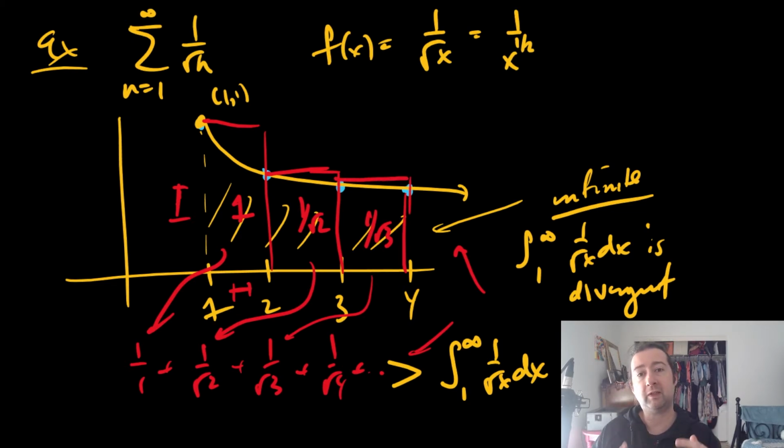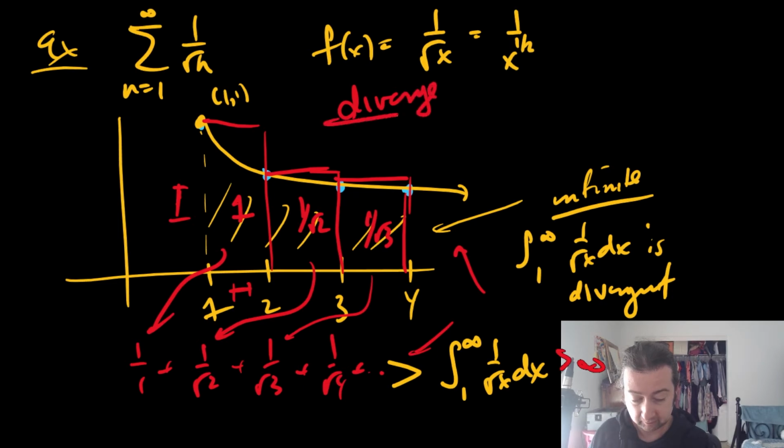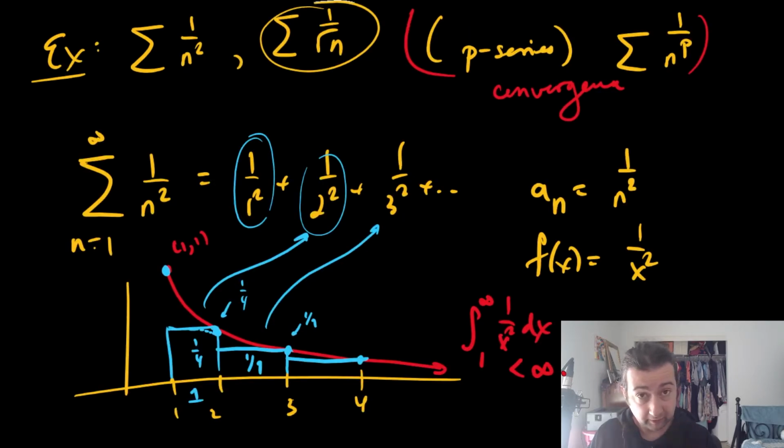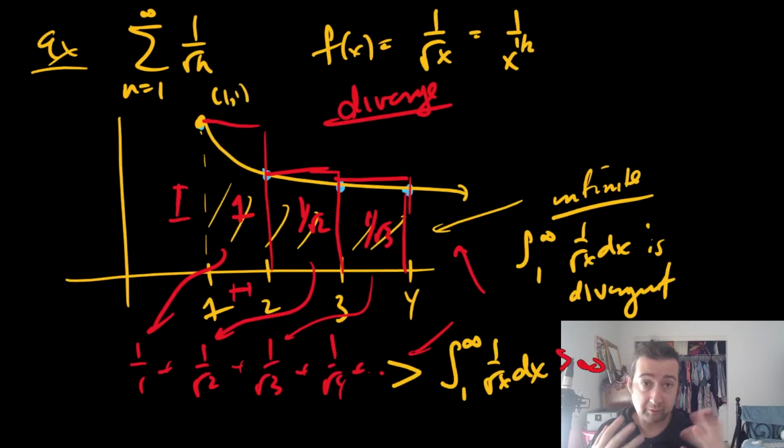So the rectangles are an overestimate for the area contained under the curve. So whatever their area happens to be, it must be larger than the area contained underneath 1 over root x, which is infinite, and so the whole thing is infinite. And so this must diverge. Okay? So smaller than something finite meant that you were finite. Larger than something infinite means you're infinite. And that's basically what the integral test says.